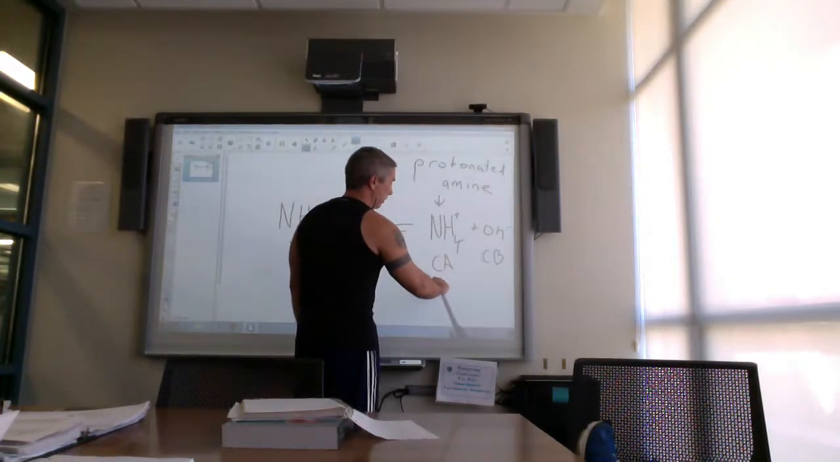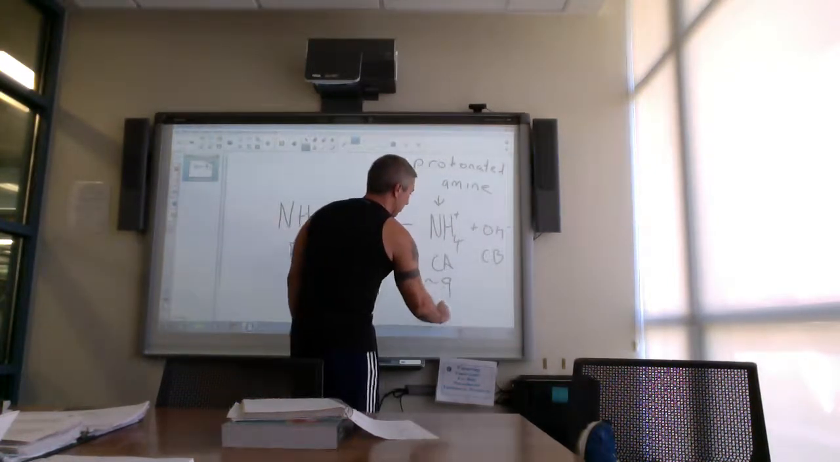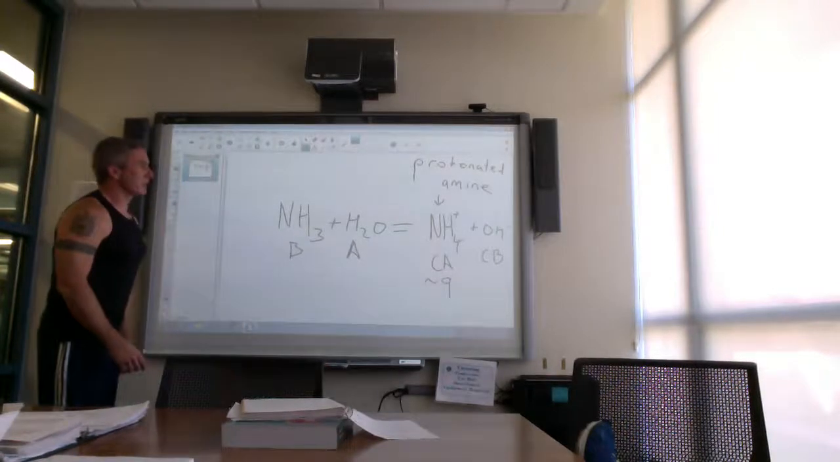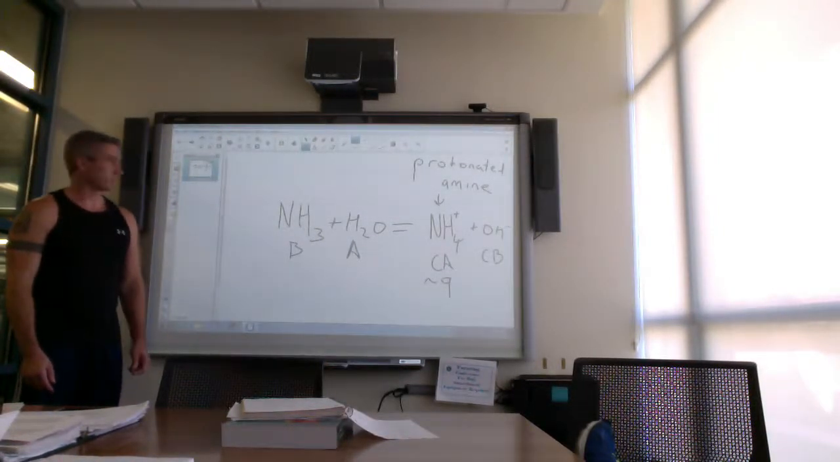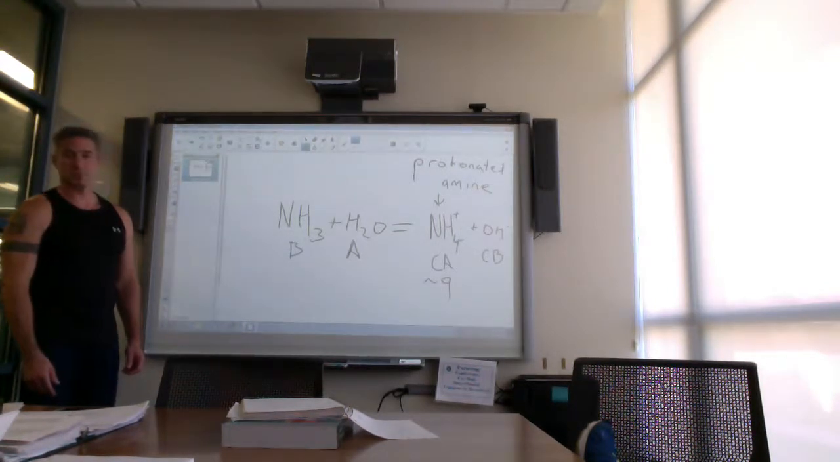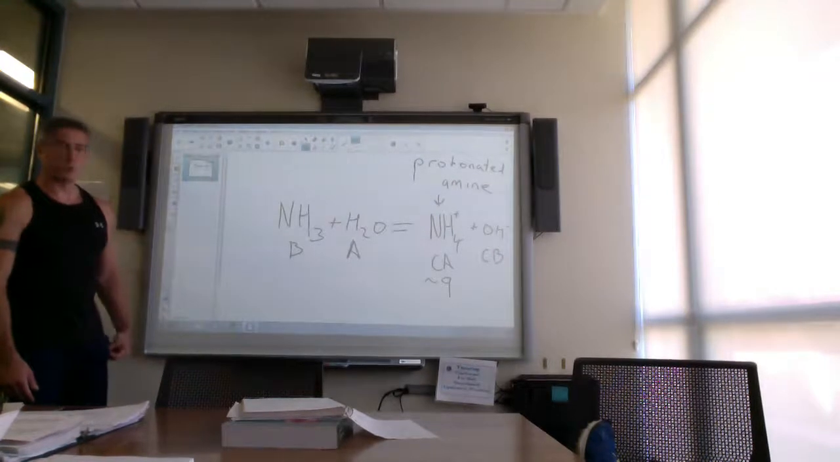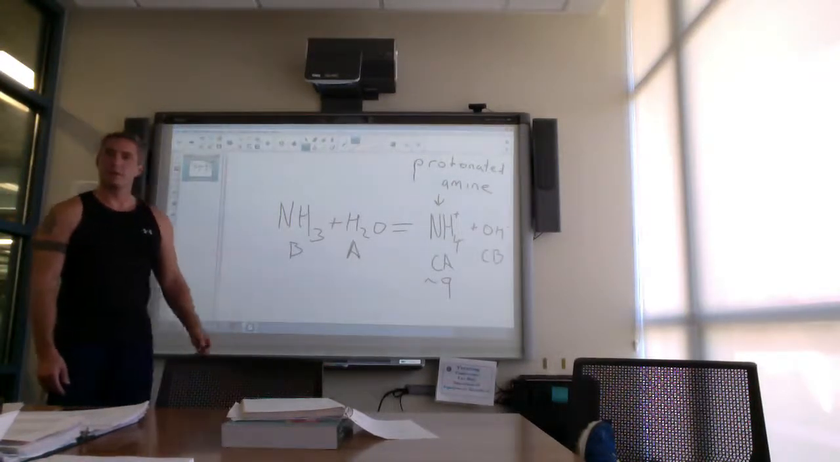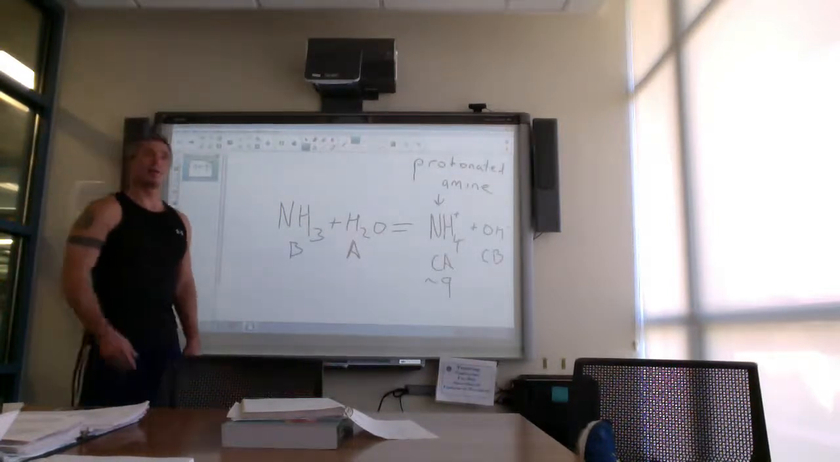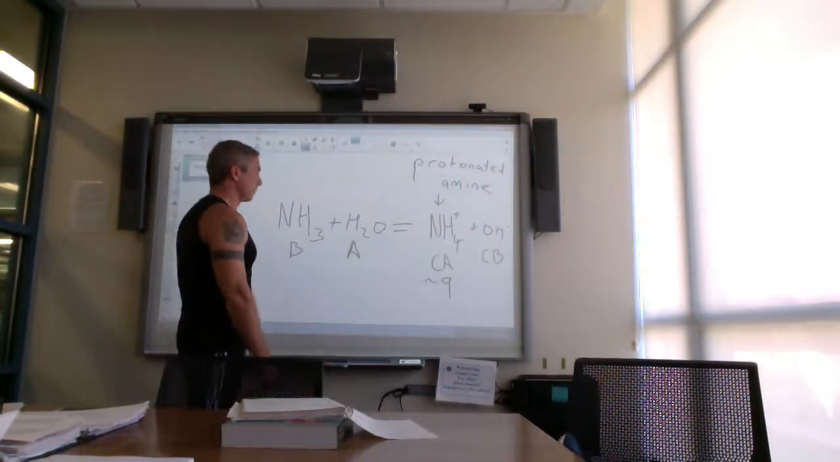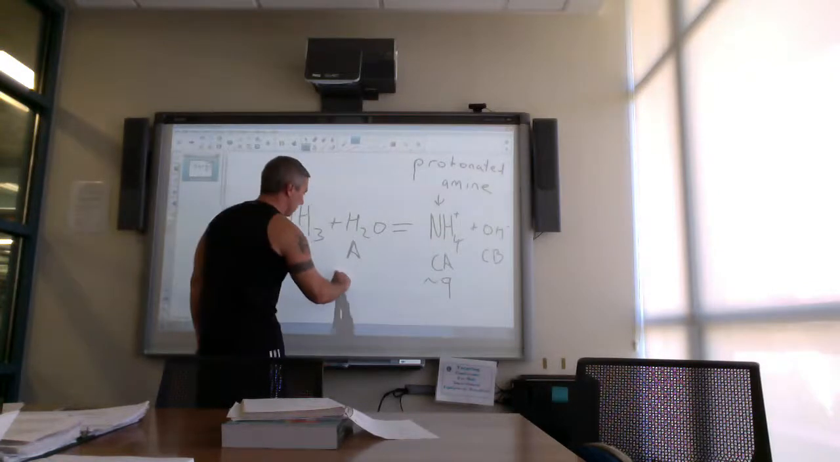Now, because you've got that, what was the pKa value over here? The protonated amine, approximately 9. And where's your acid on the other side? What's the acid on the reactant side? It's H2O, right? And what's the pKa value of water? Approximately 16.